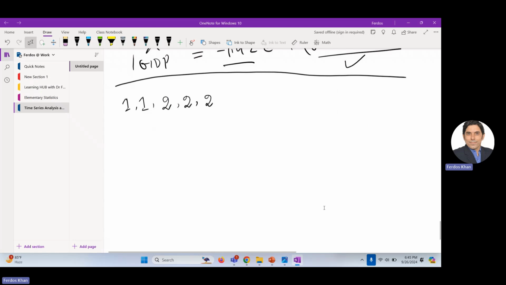So let's make the table here. You can arrange the data, but I'm not arranging the data here. You can write like this: this is X, this is tally, and this is the frequency.